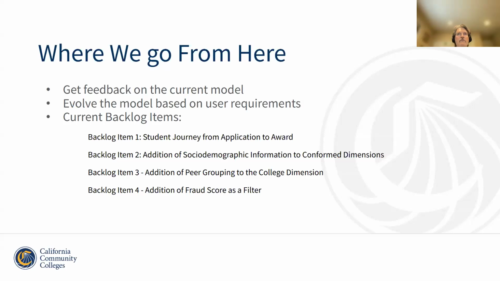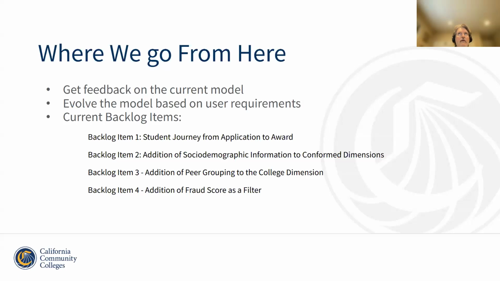The other thing is, you saw some of the marks, but one of the new marks will have all the sociodemographic information in a conformed dimension, so you'll be able to slice and dice on that as well. The other thing would be an addition of peer grouping in the college dimension. And that would be done based on probably size, proximity, clustering, or whether it's a rural or urban college. And then there's a lot of work being done on fraud and fraud scores. So that would be incorporated as a filter.